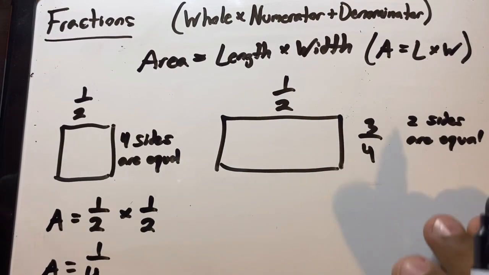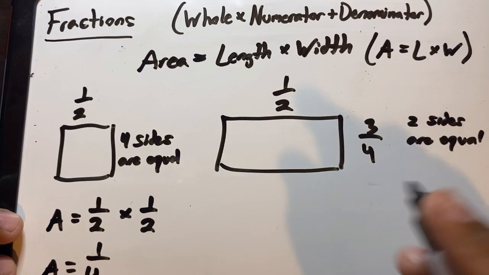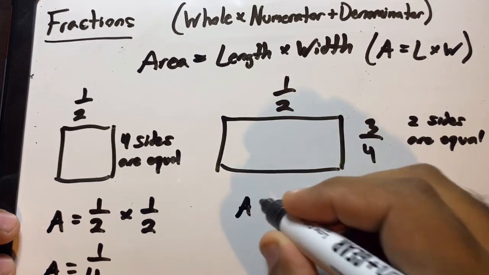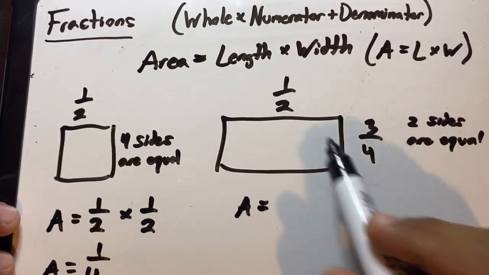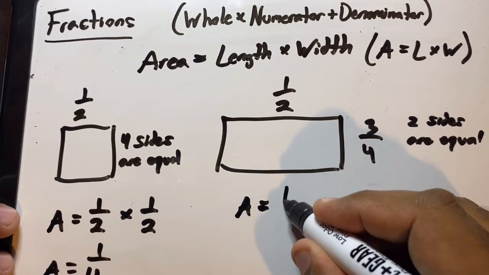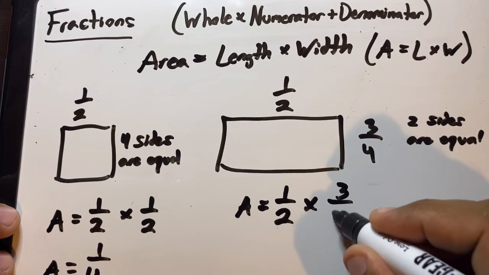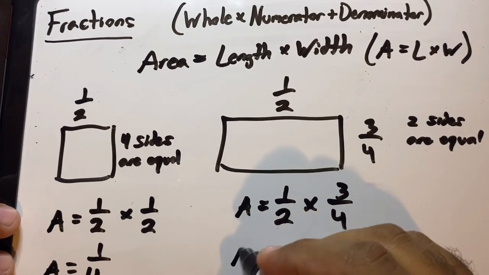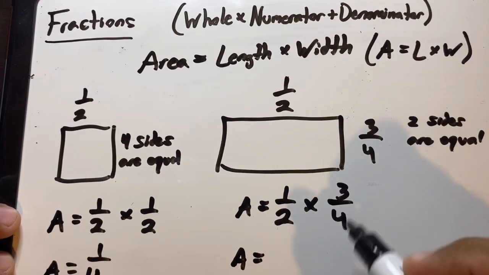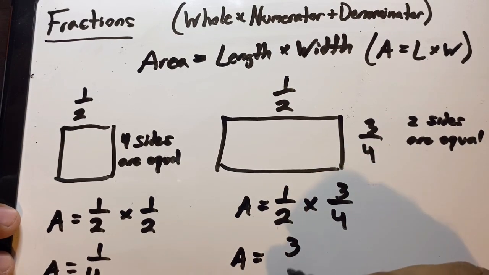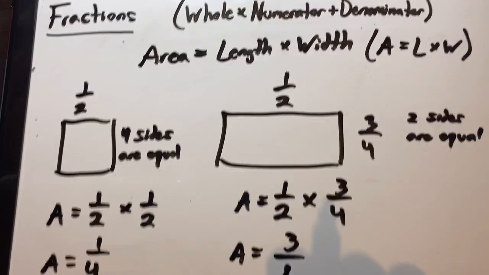Cool. And then the area of this rectangle is the same formula, but different lengths. So the length of this rectangle is 1/2, and we're going to multiply by the width, which is 3/4. And then we multiply normally. 1 times 3 is 3, and then 2 times 4 is 8. There you go.